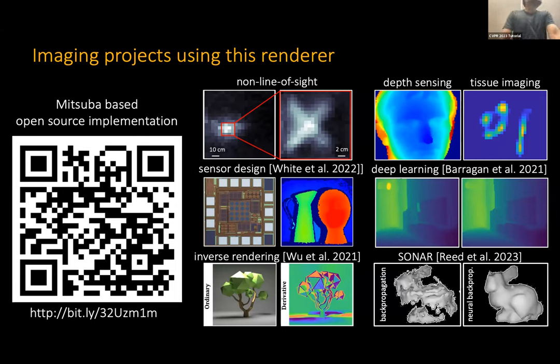But what I'm going to do next is talk about a non-line of sight imaging technique that we developed, known as temporal focusing, and we are going to see how the renderer helps us find the optimal design parameters for this temporal focusing technique. Okay.